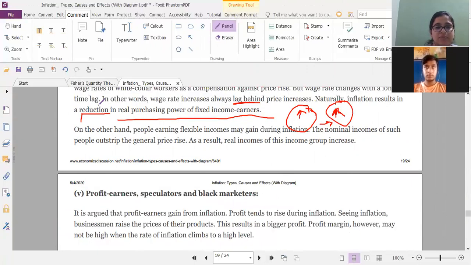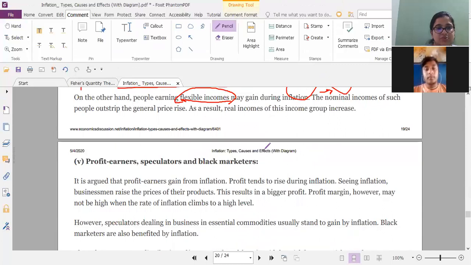On the other hand, those people who are earning flexible income may gain during inflation. So they may gain, right? The nominal income of such people outstrips the general price. As a result, real income of this income group increases. Okay.